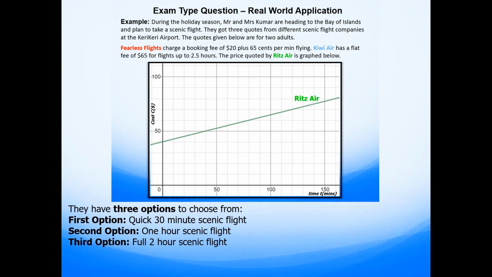So they are also given three options to choose from. The first option is a quick 30-minute scenic flight, and the second option is a 1 hour scenic flight, and the third option that they can choose is a full 2-hour scenic flight.